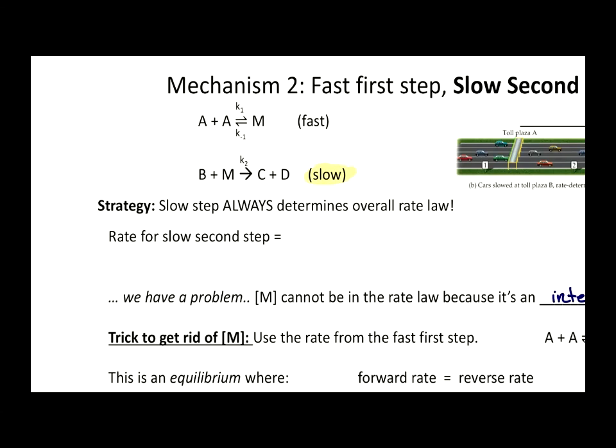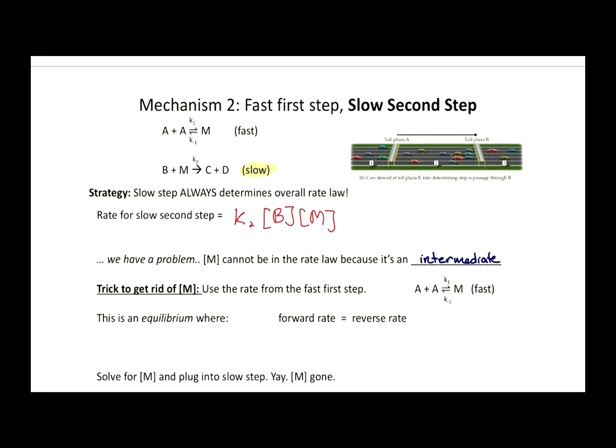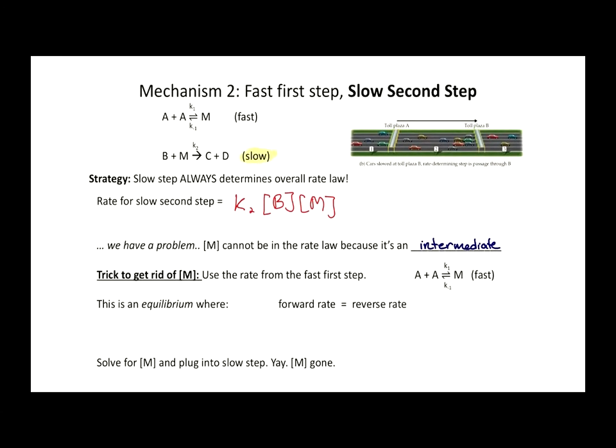So the rate for that slow step is equal to k, and I'm going to put a 2 there to indicate that it's the rate constant for the second reaction. And then what do I multiply by? B and M. That's it. Am I done? I'm actually not done because we have a problem. M is in our rate law, but is M in the overall reaction? No, M is actually an intermediate. We can't have intermediates in our overall rate law.